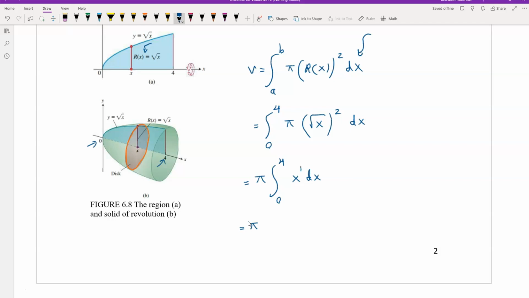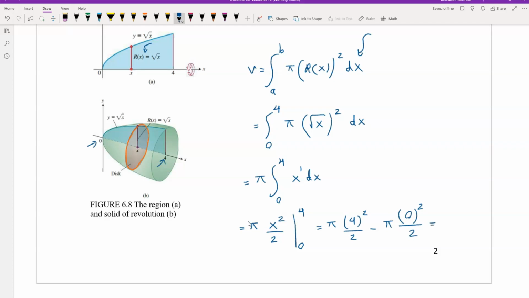So here the power is 1, we should add 1, so 1 plus 1 is 2, giving x squared divided by 2, and this is from 0 to 4. Now using 4 for x, we have pi times 4 squared divided by 2, and for 0, it's minus pi times 0 squared divided by 2. So this part here is 0.